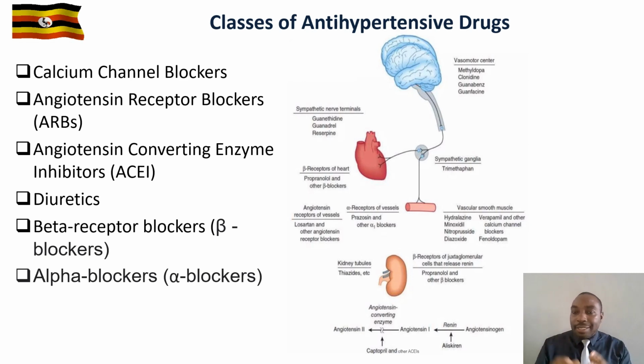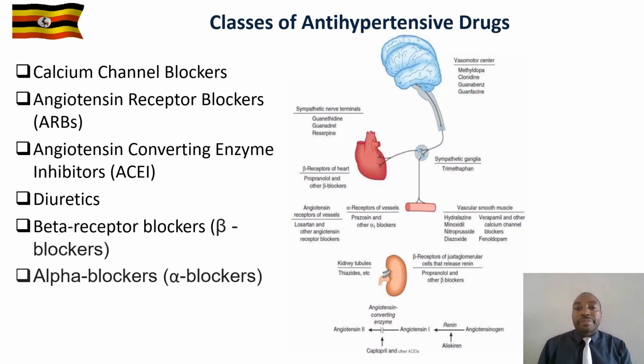Once you understand the system of how blood pressure is controlled in the body, you can understand how these drugs work. They act at different stages. So calcium channel blockers include drugs like amlodipine, nifedipine. You've seen them on the market. Angiotensin receptor blockers, we usually call them ARBs, include losartan, valsartan, irbesartan. They all end similarly with "tan." Then angiotensin converting enzyme or ACE inhibitors include captopril, lisinopril, ramipril, fosinopril, and others ending in "pril."